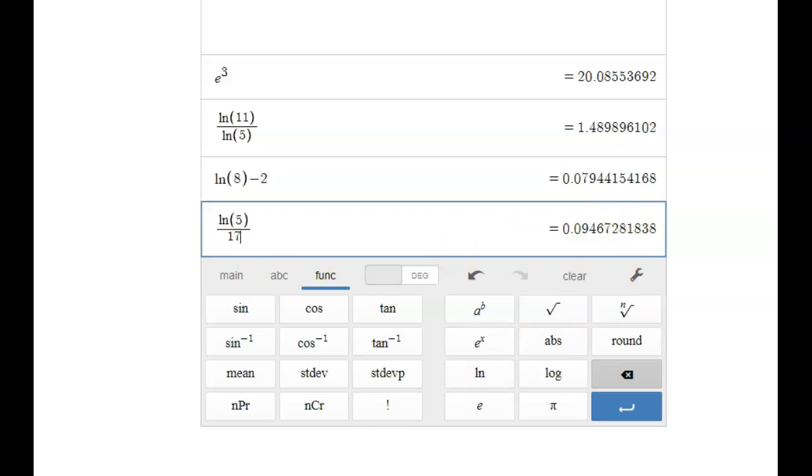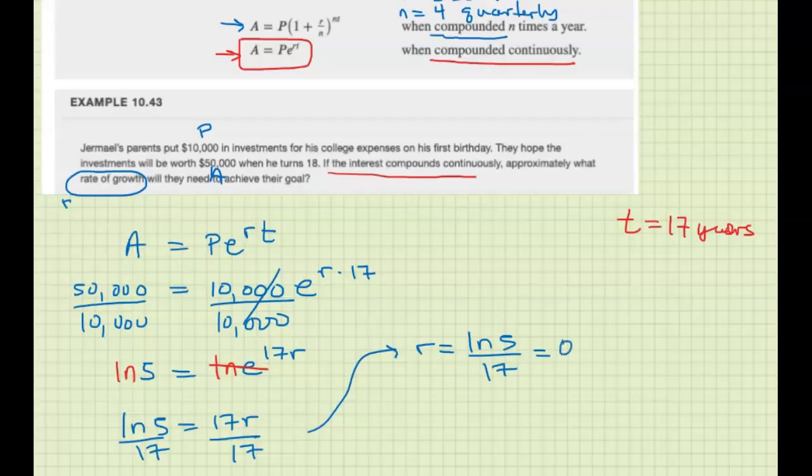0.095. That's the interest rate in decimal form. If I change it to percentage form, you multiply this by 100, so you get 9.5%. So this is the annual interest rate that they need to find in order to get the amount that they want when he turns 18.